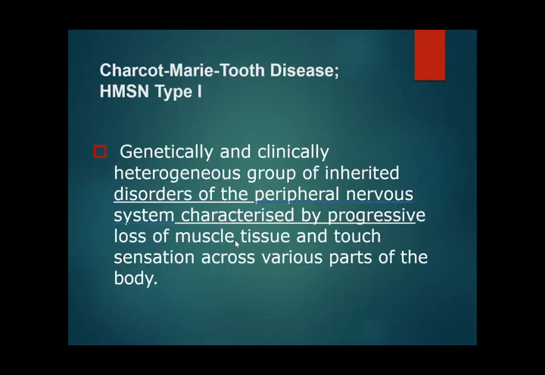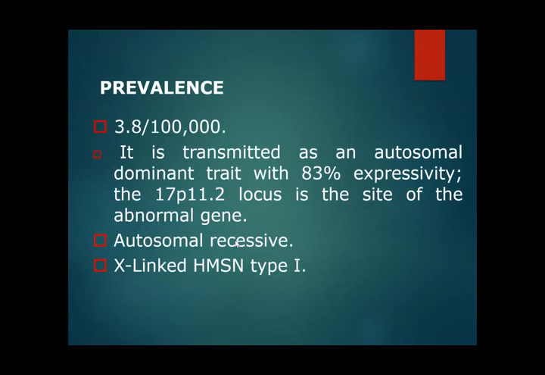It can be transmitted as an autosomal dominant, recessive, or X-linked type. HMSN type 1 can have X-linked transmission. It is a result of genetic mutation in a number of genes. Based on the affected genes, it can be categorized into types and subtypes. Actually, there are 2 main types, and there are almost 7 types of HMSN. Now, it is not called CMT, it is mostly called HMSN or hereditary sensory motor neuropathy.